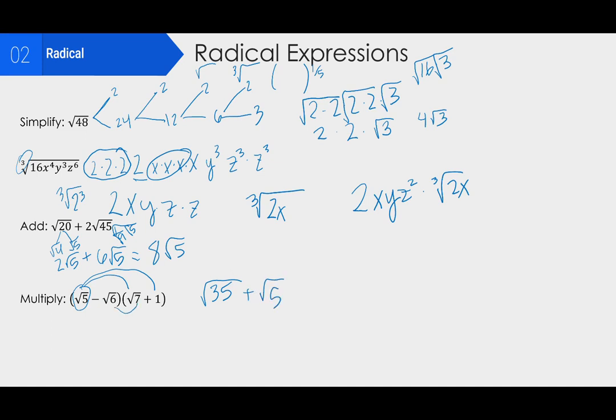Square root of 6 times the square root of 7, don't lose that minus, it'll stay out front. Square root of 42. And then square root of 6 times 1, you can have a minus square root of 6 right there. We can try to simplify the 35 and the 42, but nothing else comes out of their square roots, so we're just done. Can't combine any more like terms. That is simplifying, adding, subtracting, and multiplying with radical expressions.